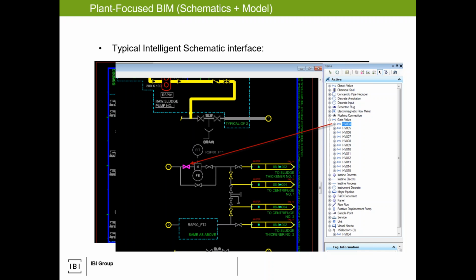But the schematic here shows the process of going from A to B. If you continue along, it gets to this here, it says 2 sludge thickener. That could be something kilometers away. It makes no difference. So when you're working with these plant things, there's a lot of information that scatters across potentially the globe. The schematic pulls that data together.